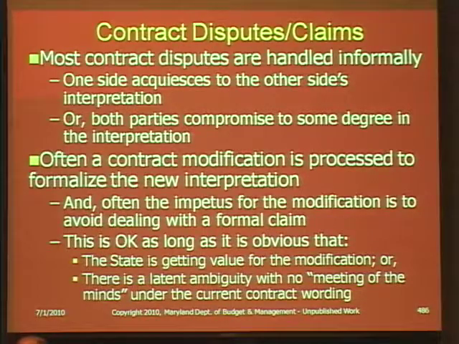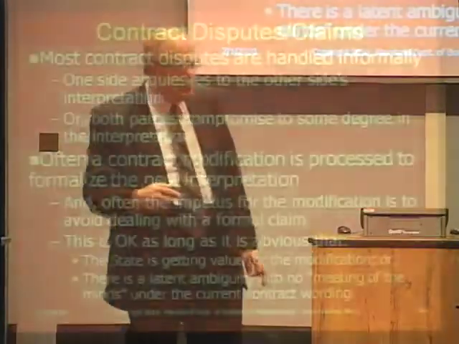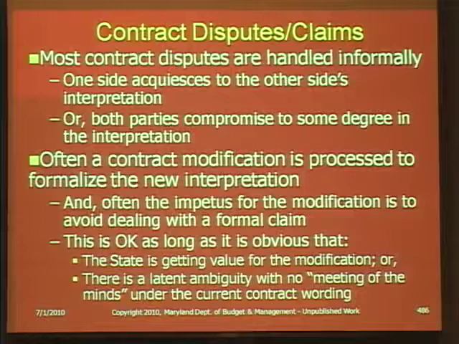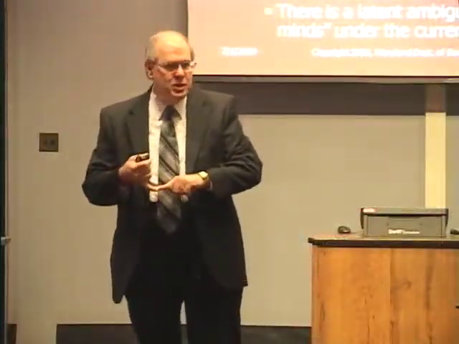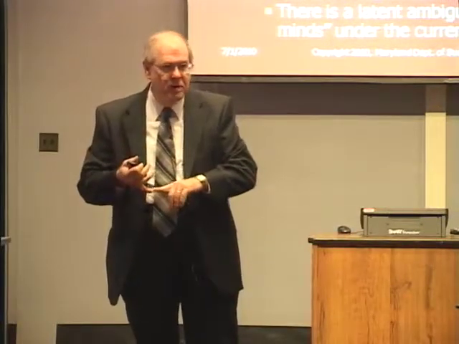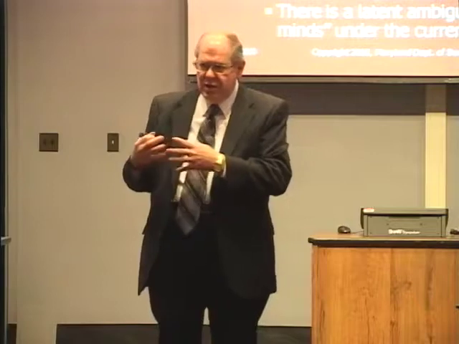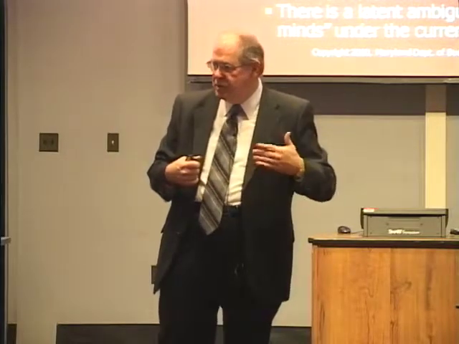Often when you have a dispute that is handled informally, the result is a contract modification that memorializes or formalizes what you agreed to in lieu of an actual claim or an answer to a claim. And often the impetus for the modification is to avoid dealing with a formal claim. Neither side typically wants to get involved in a protracted legal situation where the vendor is hiring an attorney to represent them, and we are taking our time, the time of the procurement officer, the time of the assistant attorney general, often the time of the program person or contract manager. So we have the time issue on the state side, and we have time and usually lawyer fees on the vendor side, and all this multiplies if you go to the Board of Contract Appeals.